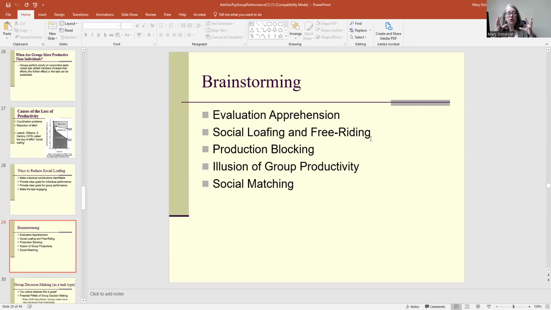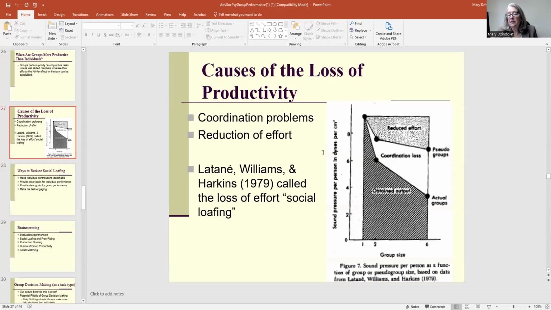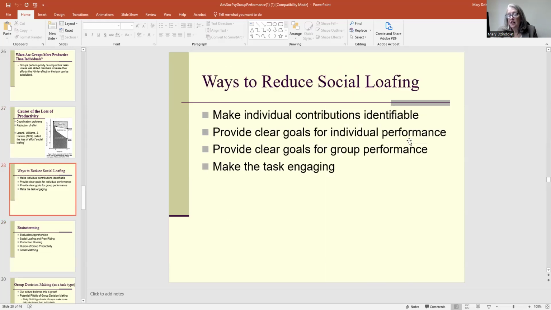So you've got social loafing, where people are putting in less effort because there's more people there to do the work. And then when people notice that some people aren't working that hard, they stop working as hard too, and they free ride. Also in the brainstorming literature, we found this thing called production blocking that very much is an example of this coordination loss.